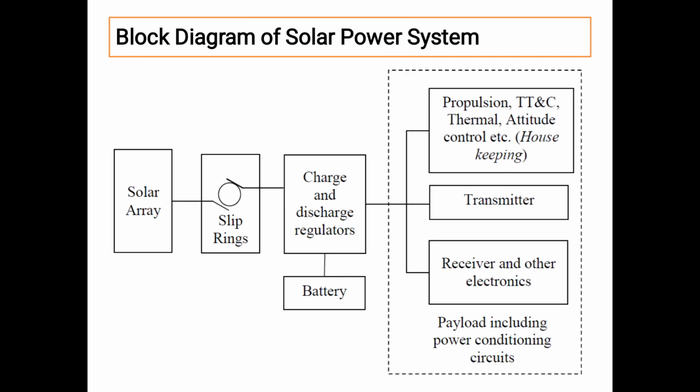Block diagram of solar system: solar array, split ring, charge and discharge regulator, battery. First of all we are having the solar array. In that you will have split ring, charge and discharge regulator, proportional TT&C, thermal attitude control, housekeeping, transmitter, receiver and other electronics, payload including power conditioning circuit.